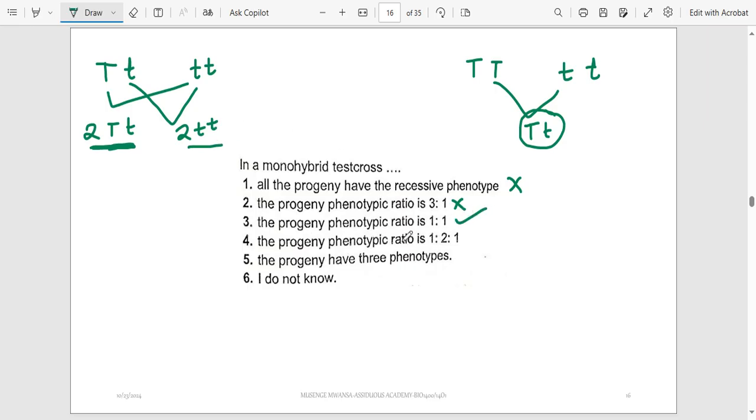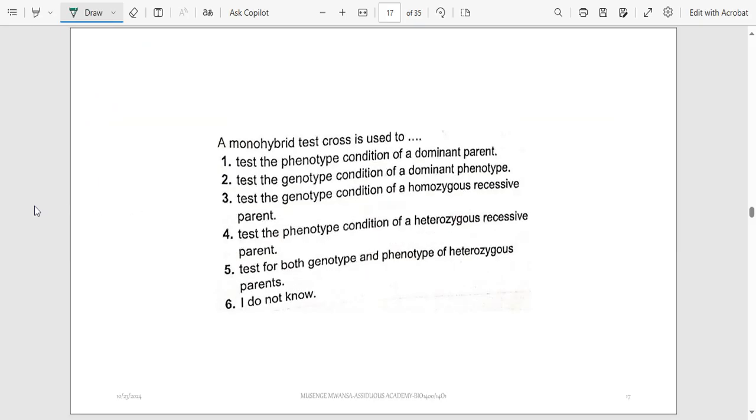Okay. The progeny phenotype is 1 to 2 to 1. No, this doesn't appear here unless in a normal monohybrid. The progeny have three phenotypes. Phenotypes are the physical characteristics. Like if this one was also tall, you only have one phenotype, only tall. But if this one was actually recessive, you can see I've got two phenotypes, so I've got tall and short. Okay, phenotype is a physical appearance, so that is also false. So you can say the best option is option 3.